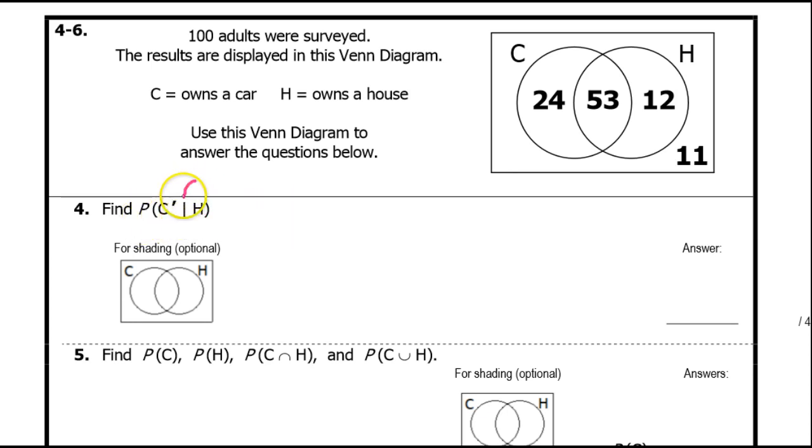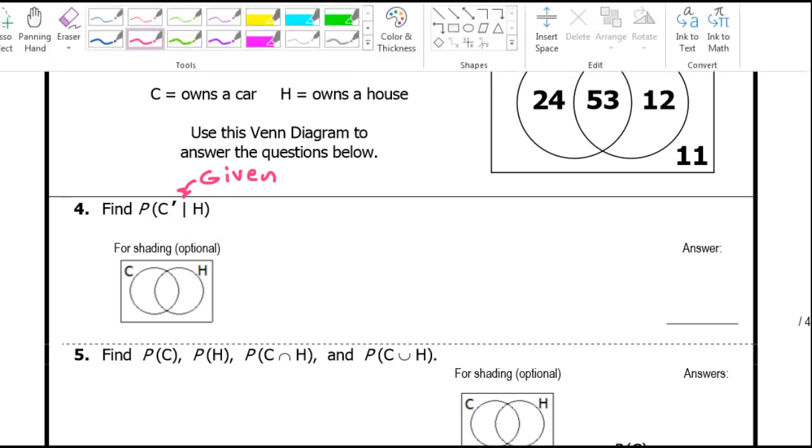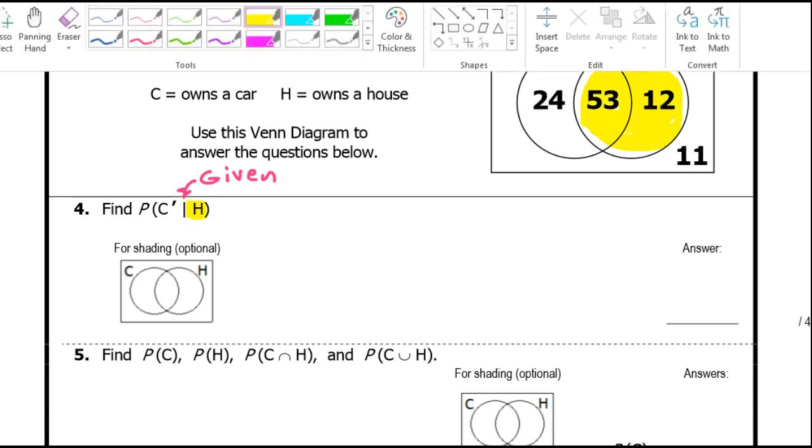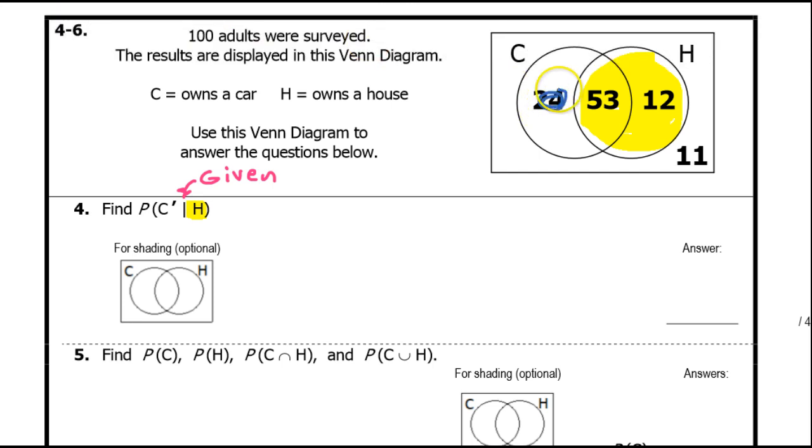So in other words, this little bar right here, we say the word given. And whenever you have a given problem like this, you should highlight the given and cross out everything else. So H is what is given. So we're going to highlight the given. We're going to highlight H. And we're going to cross out everything else. So we're going to cross out the 24. We're going to cross out the 11.